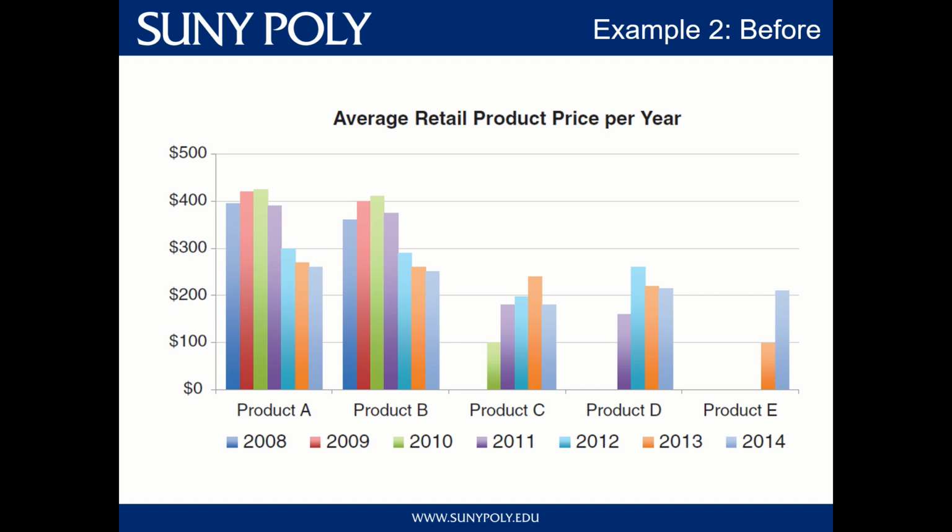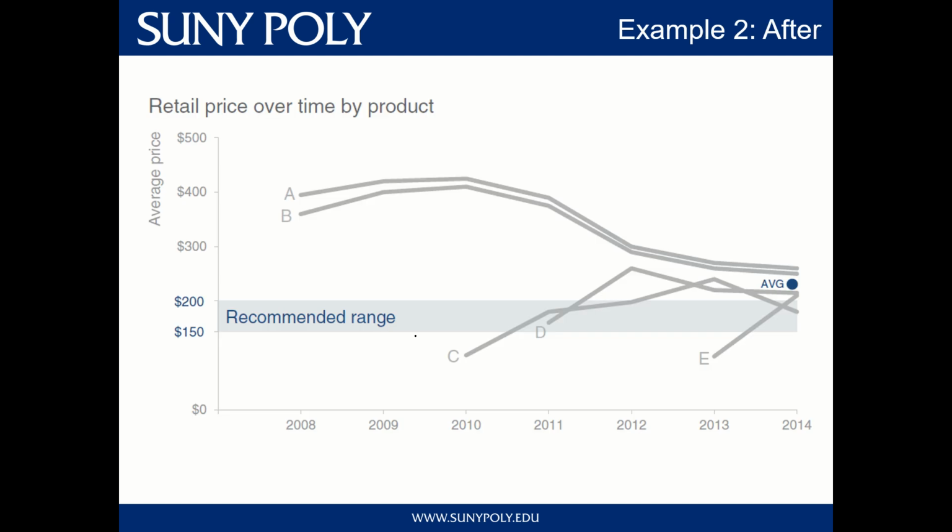This is a second example, similar to the previous one, but this one was worse because here we have 5 products, and we have the price for each product per year, right? We want to see, okay, what's happening with the price, but it's difficult because there are a lot of years and a lot of products in this type of chart. Now with the lines, it's easier to see the pattern for the price of each product. So there is a recommended range, which now is included in the chart. So for decision makers, it's easier to see what's happening here. They have a clear picture right away.